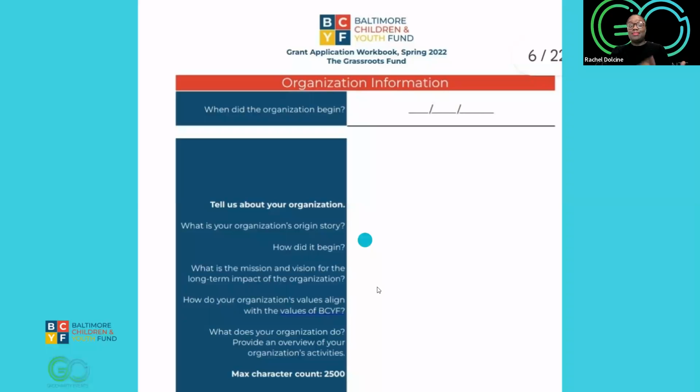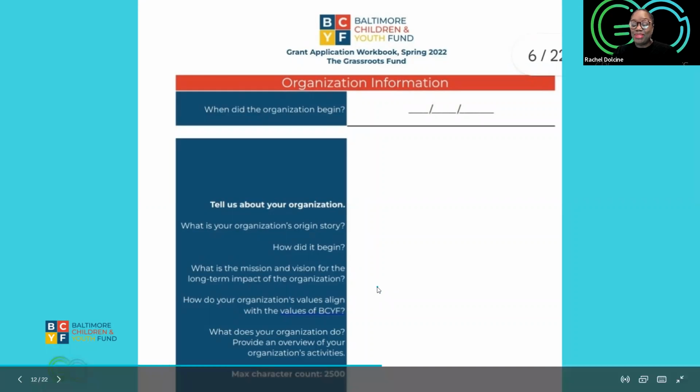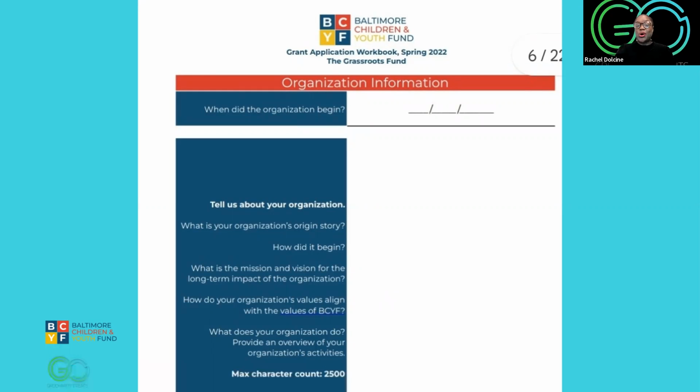All right, we talked about mission and vision statements, right? So the organization information document for the Grassroots Fund, this is where you put this information, right? How did the organization start? What is your mission and vision for the long-term impact of the organization? If you have these statements already in place, guess what you're doing? Copy, paste, copy, paste. It's a wonderful feeling.